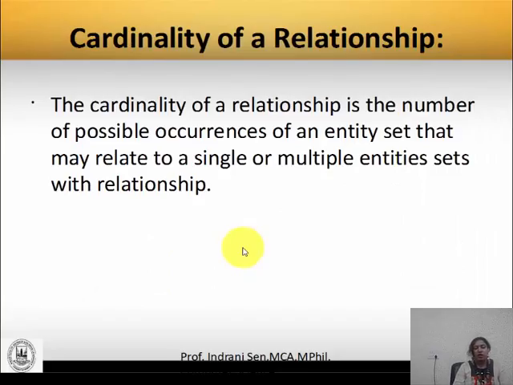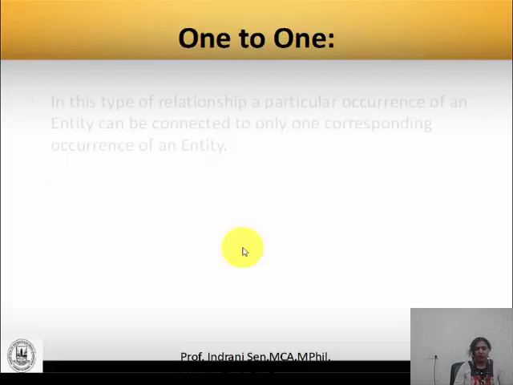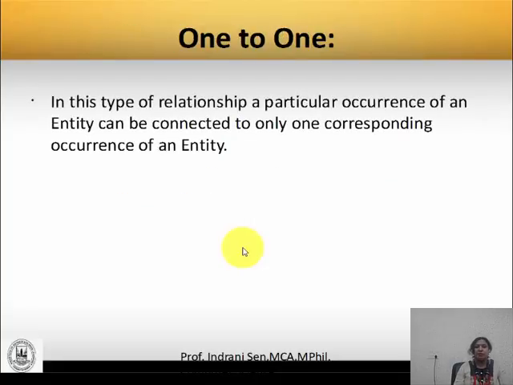Next we talk about the cardinality of a relationship. There are 4 types of cardinality in a relationship, which are one to one, one to many, many to one and many to many. What is cardinality? It is the number of possible occurrences of an entity set that may relate to a single or multiple entity sets with a relationship.